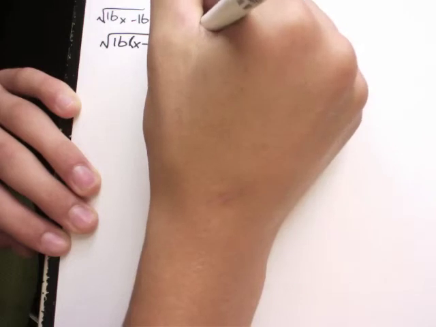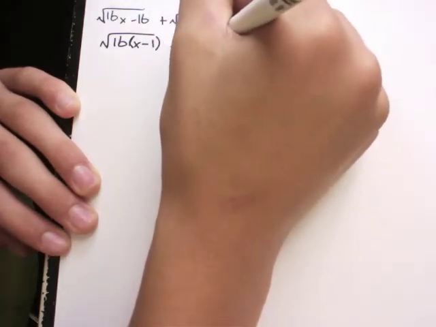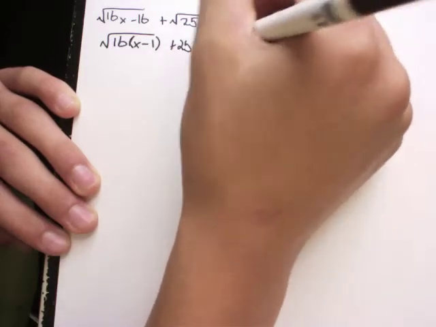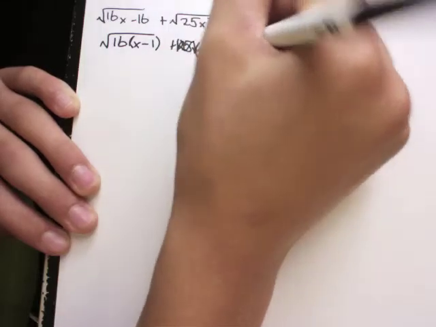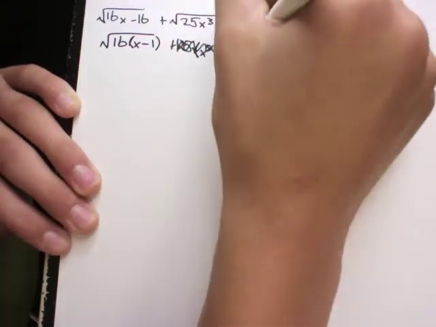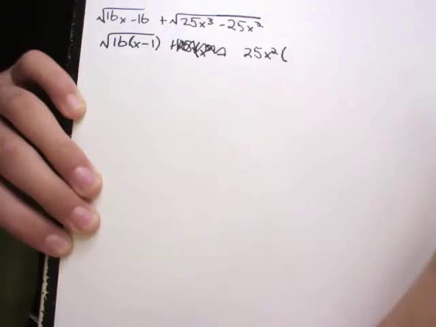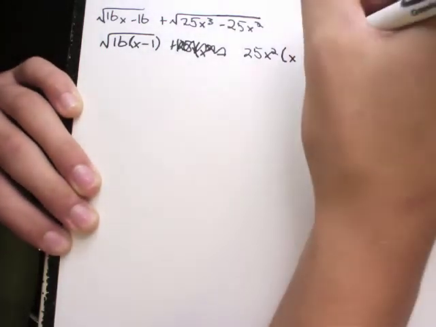Okay, so it looks like what he's doing, he's factored out the GCF of 16 from the first expression. And in the second expression, he's taking out a GCF. Wait a minute. Hold up. Let me do that. 25x squared. Then he's taking out a GCF of 25x squared. What's left? Oh yeah, x minus 1.